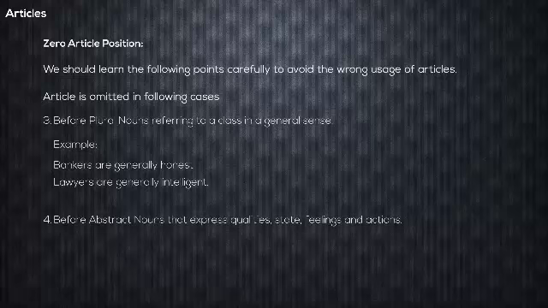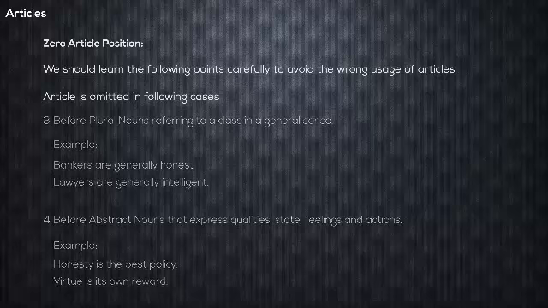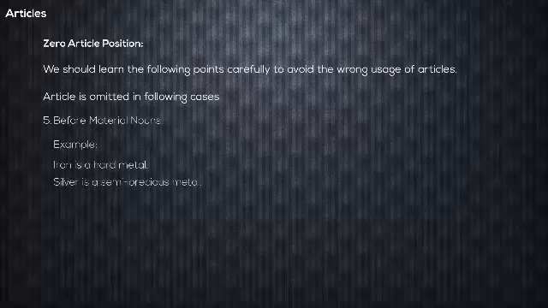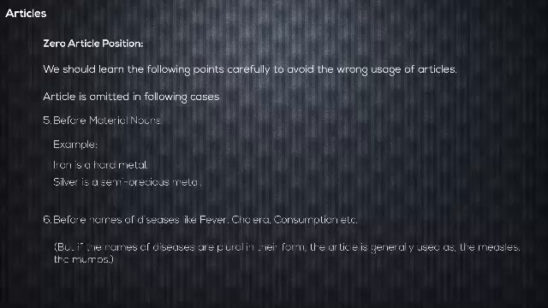Fourth, before abstract nouns that express qualities, state, feelings and actions. For example, honesty is the best policy. Virtue is its own reward. Fifth, before material nouns. For example, iron is a hard metal. Silver is a semi-precious metal. Sixth, before names of diseases like fever, cholera, consumption, etc. But if the names of diseases are plural in their form, the article is generally used, as the measles, the mumps, etc.